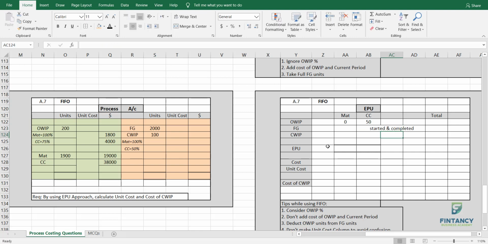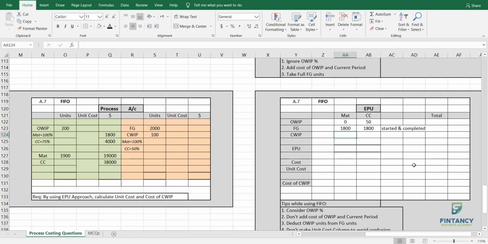Okay, how to calculate them? Basically, you will say, finished goods are 2000, but out of this, 200 is opening. So how many are started and completed? Only 1800. So you will take only 1800. I hope it's clear with everyone. And same here also, from both perspectives. Again, finished goods, what you will take? Only those units which are started and completed. Why? Because opening, I am already having a row for that. Separately, I am considering the opening units.